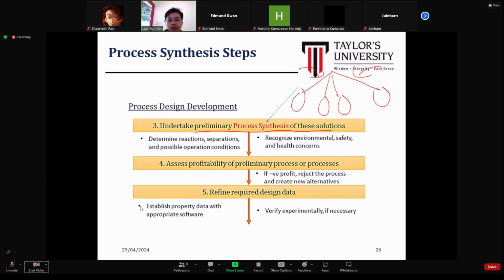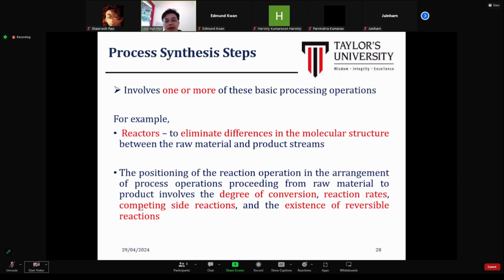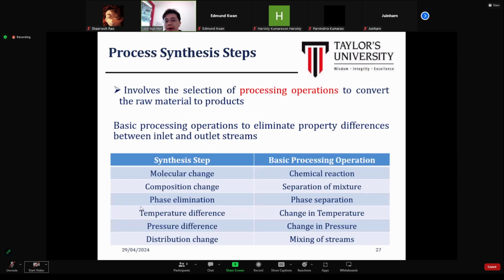Then under stage number 3 here, you need to identify the operating conditions for the unit operations that you are going to use under each of the possible reaction pathways. For example, if you want to carry out a chemical reaction, then you need a reactor. Then you need to identify what operating condition you need to use in the reactor.